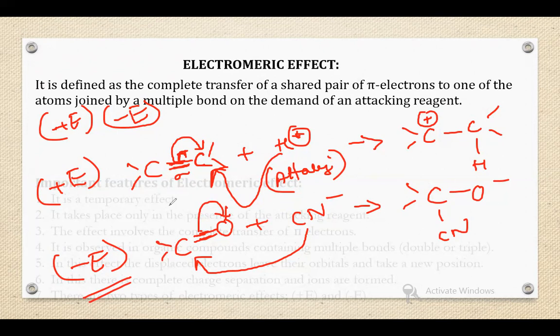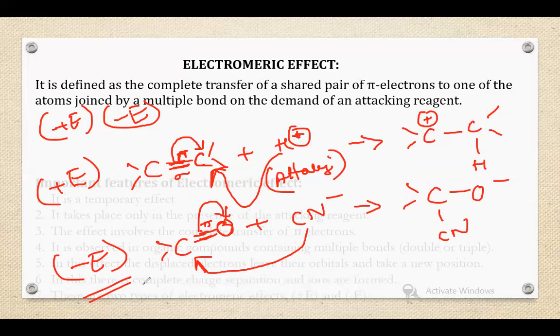Okay, positive electromeric effect and negative electromeric effect. What is the positive electromeric effect? It is where the attacking reagent is attached to the same group to which the pi electron transfers. What is the negative electromeric effect? Where the attacking group is attached, here the CN group attaches to a carbon, other than that group the pi electron will be shifting to the other atom. That is called the negative electromeric effect.